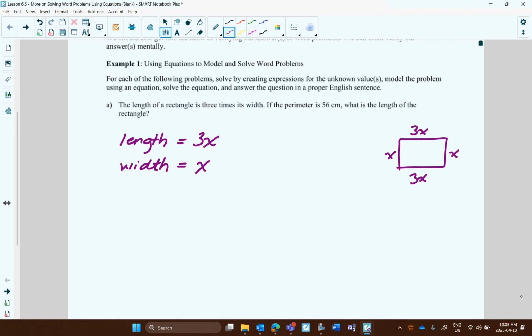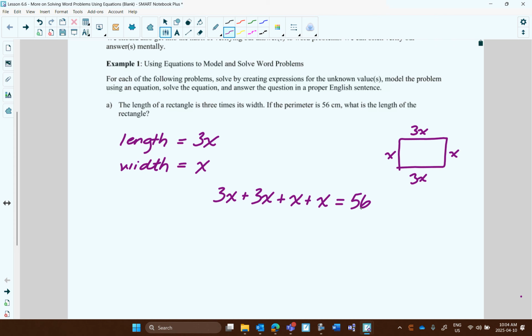So to make the equation, you've got to add 2 lengths plus 2 widths. And that will equal the perimeter, which we are told is 56. Okay? Most common mistake students make here is they just do 3x plus x. They forget to add the 3x twice and the x twice. So watch out for that with perimeter.